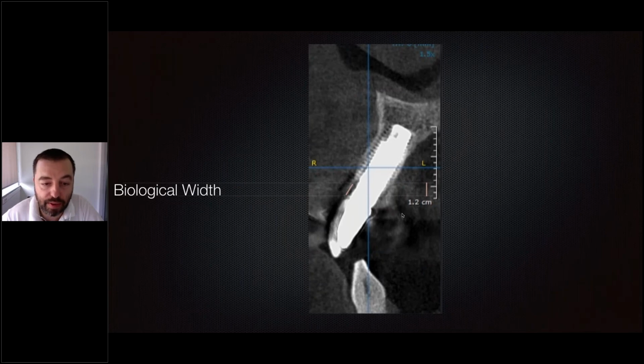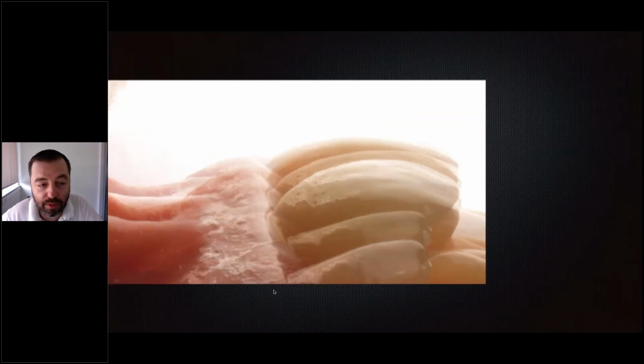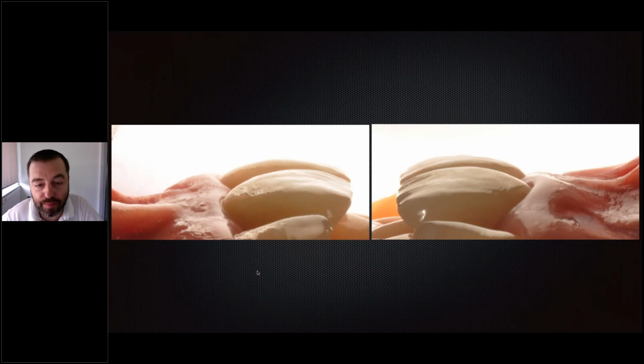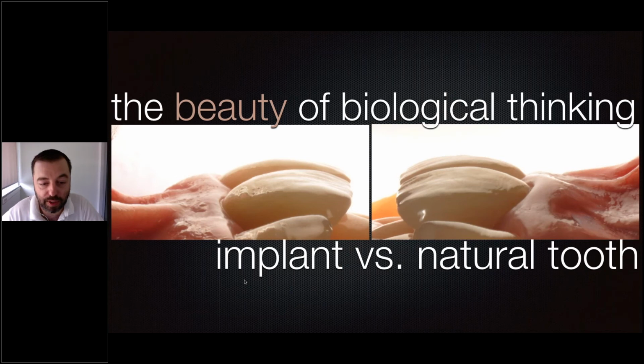And here is a close-up after 2 years in service for that crown on the implant. You can see a very nice outcome of the fixed buccal gingiva, and the comparison between the natural tooth and the crown on the implant, both cemented juxtagingivally on their preparations. And this is part of the biological thinking and its beauty. And the implant versus the natural tooth.